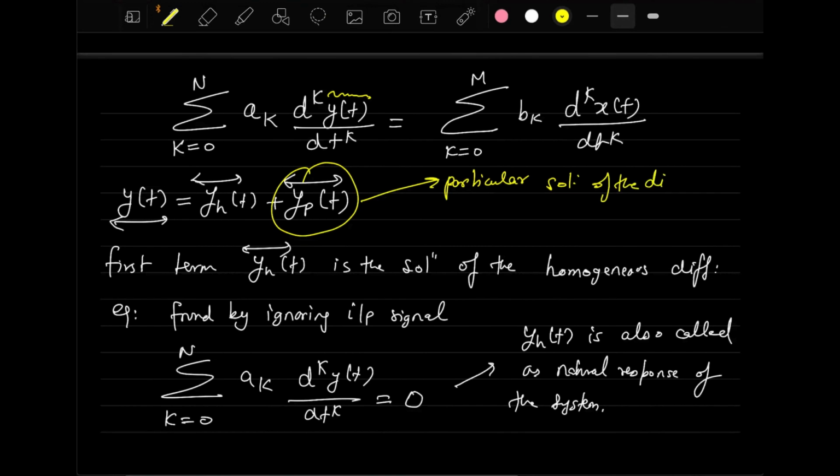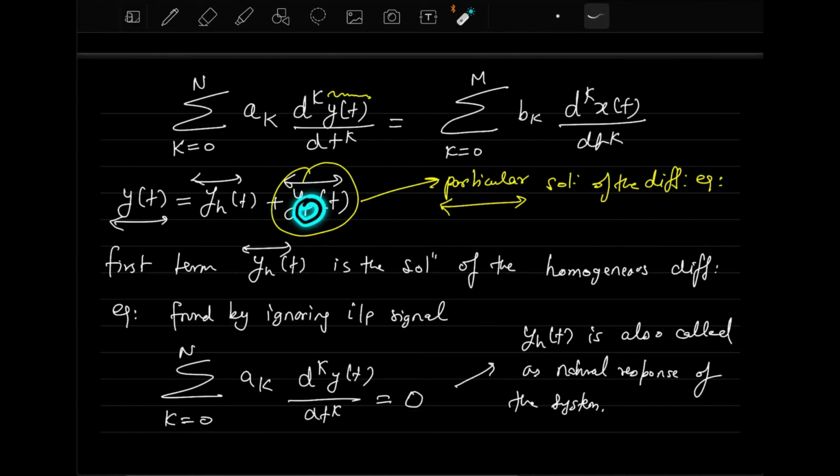Why is it called the particular solution of the differential equation? Because this solution depends upon the type of input signal that you are working on. If your input signal is, let us say, a square signal, then this y_p(t) will be different. If your input signal is a triangular signal, then your y_p(t) is different. So y_p(t) depends upon the type of the input signal. That's why it's particular to a specific signal, so we call it the particular solution, y_p(t), and we index it by p.